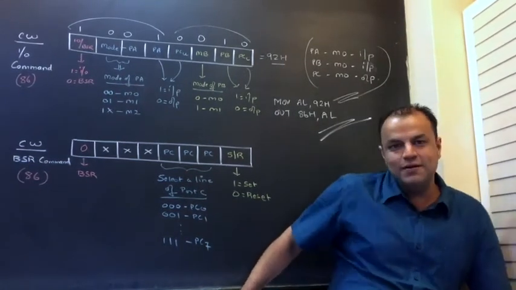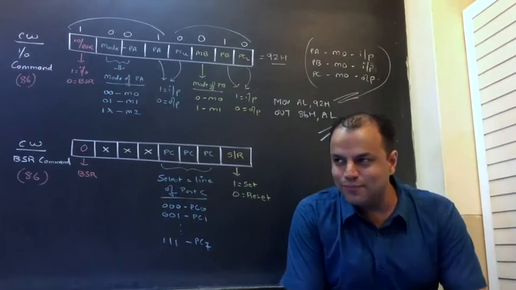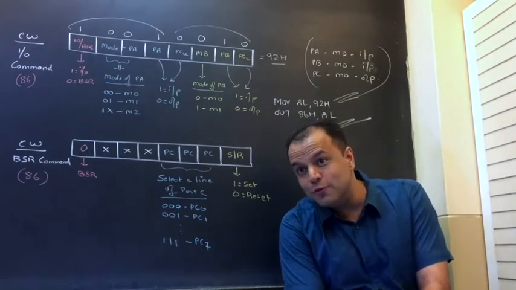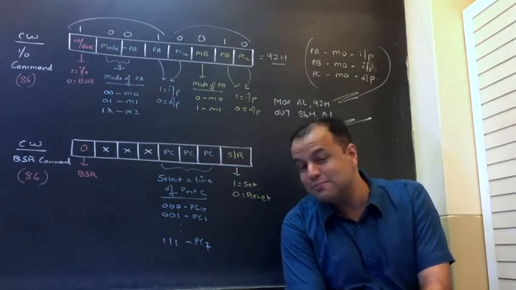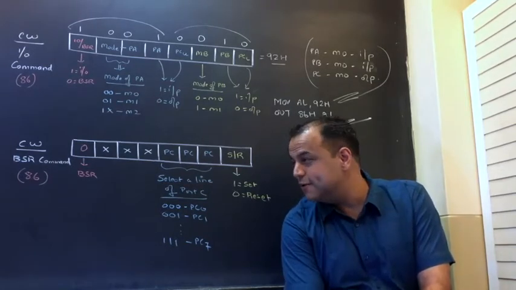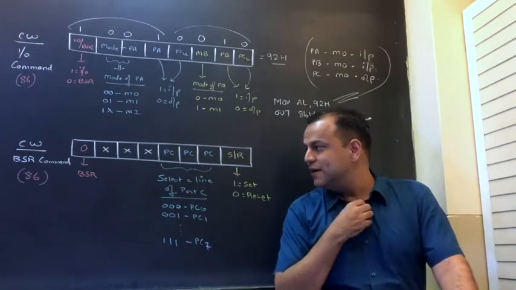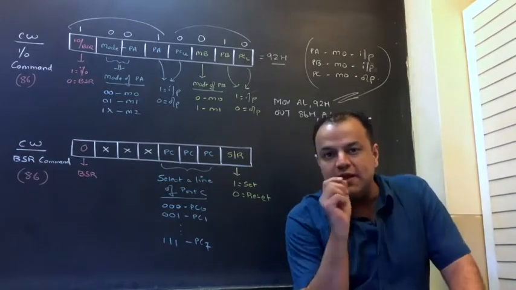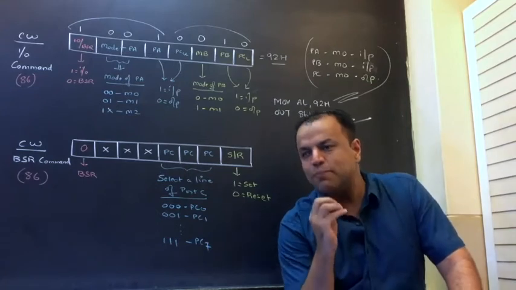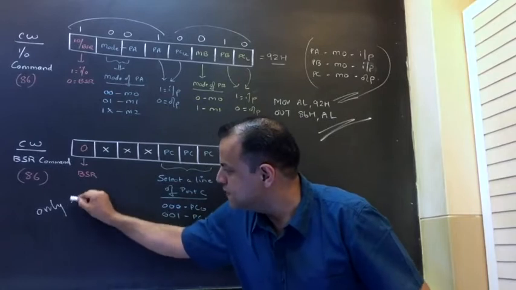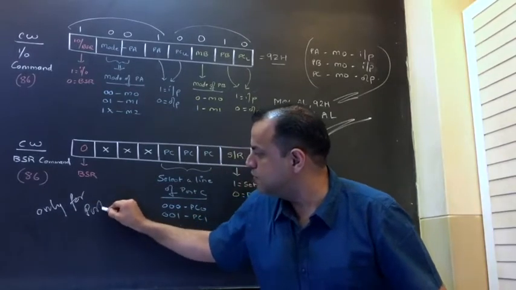Now the next command is BSR, the more interesting one and the more useful one in the real world. This command has massive application in the real world. Look here. BSR, one of the best features of 8255, this feature is only for port C. Now, why is it only for port C? Why have they given such a useful feature only for port C?